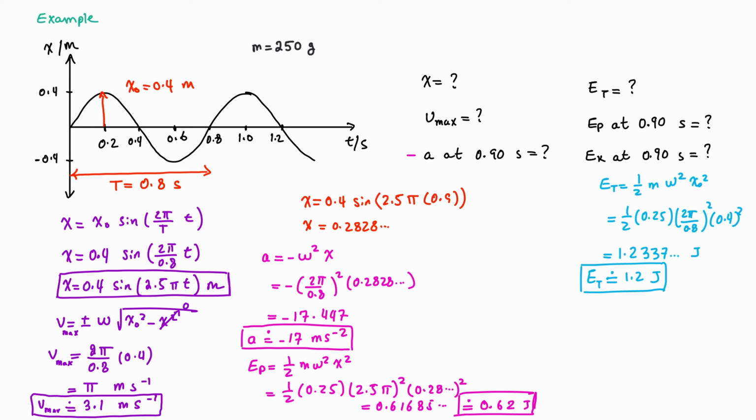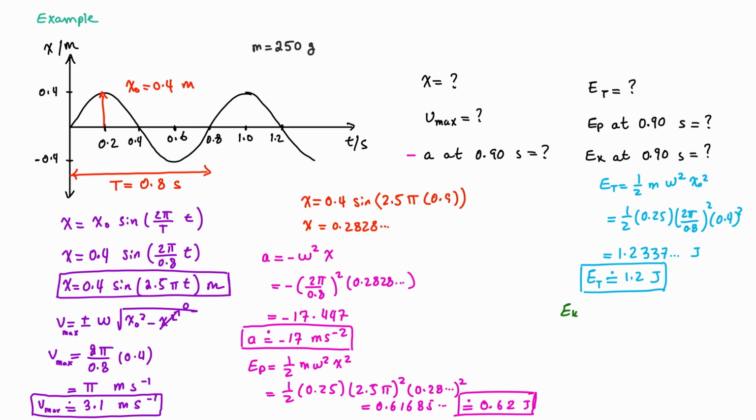Now, does the answer make sense? Well, we're halfway between the equilibrium position and the amplitude, so we should have about half the total energy. The total energy is about 1.2337, and this is 0.616, which is exactly half, so fantastic. This is already leading us to the final answer, because if half of it is potential energy, it means the rest of it is kinetic energy.